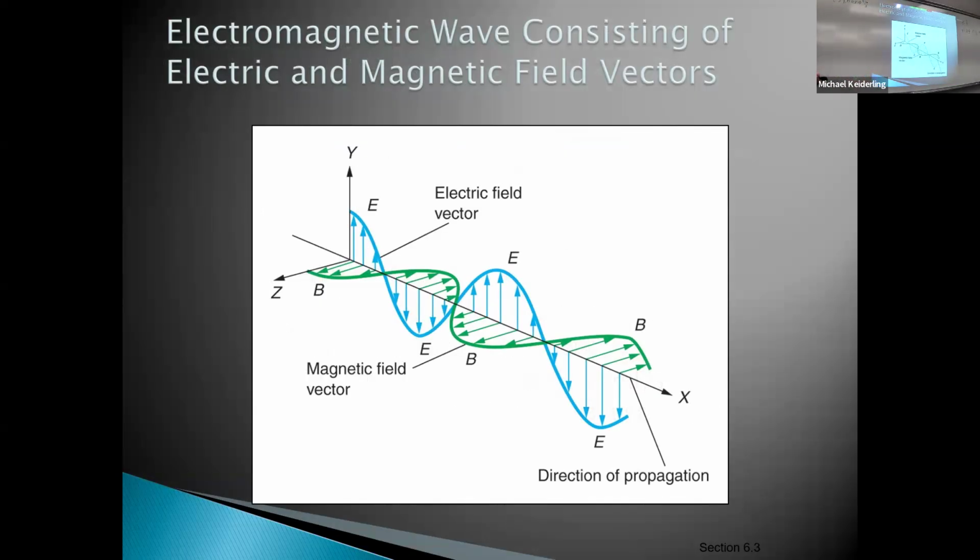So if you have an electromagnetic wave that consists of electric and magnetic field vectors, if the electric field vector is going up and down, and the magnetic field vector is going right and left, the direction of propagation will be out of the board. So they're all perpendicular to each other. So this is an example. As the electric field varies, it creates a magnetic field. As the magnetic field varies, it creates an electric field, and the whole thing propagates.